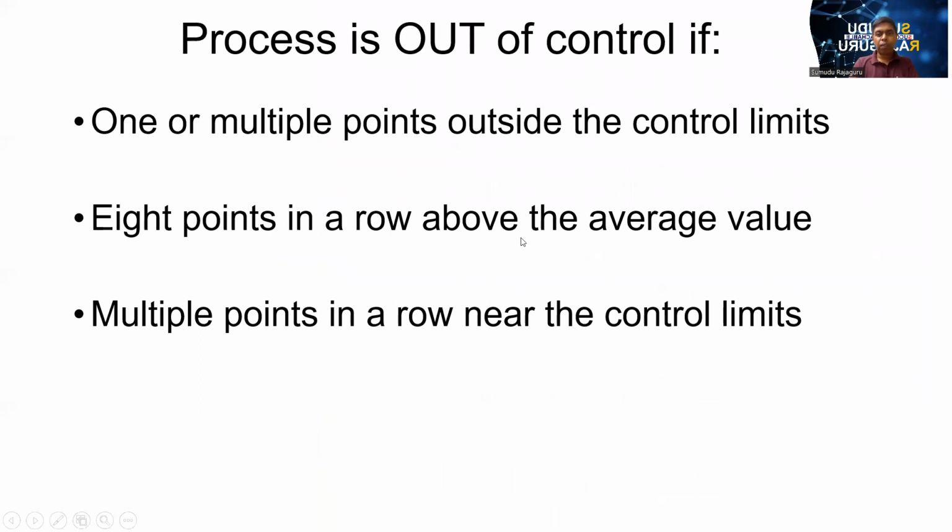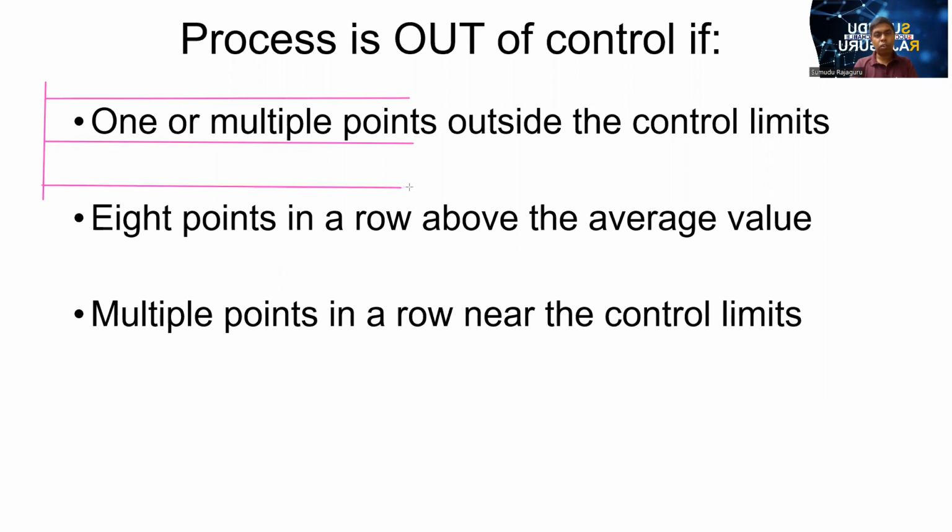Now, it is important to know about how the process is out of control. You can see in here, one or multiple points outside the control. When we draw the control chart, I'll draw and explain, then it is very easy to understand. If this is our control chart, this is the center line. This is the upper control limit. This is the lower control limit.